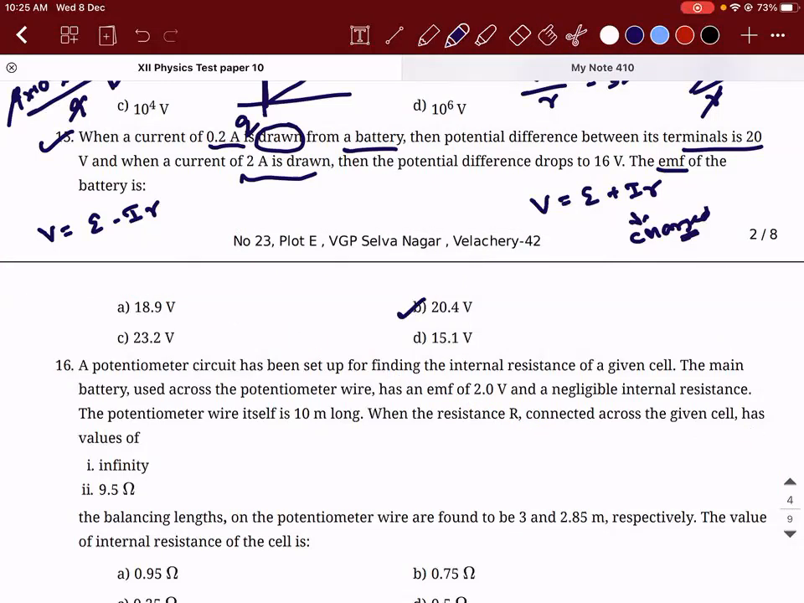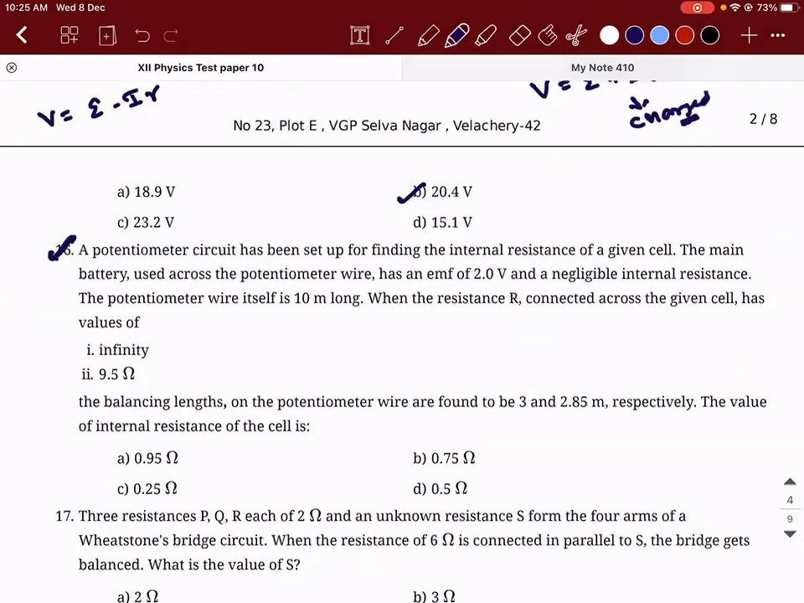16th one. So there is a potentiometer wire that has been set up for finding the internal resistance of a cell. So what is the formula for finding the internal resistance of a cell if you know the balance lengths? r is equal to (L1 by L2 minus 1) into capital R. The main battery used across the potentiometer wire has an EMF of 2 volt and negligible internal resistance.